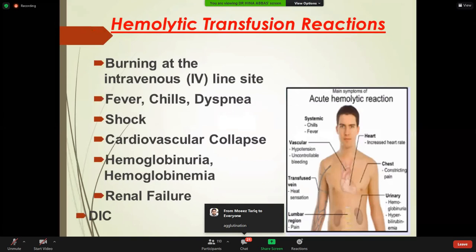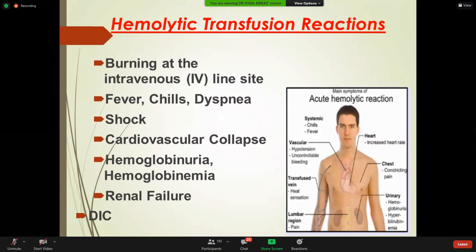In hemolytic transfusion reaction, of course, the IgM antibodies, the anti-A and anti-B, are reacting with the A and B antigens on the red blood cell surface. What are the consequences of antigen antibody reaction? They will lyse the red blood cell. That's why it is called hemolytic transfusion reaction, in which there is hemolysis. So imagine the RBCs are lysed, what would happen? Hemoglobin would be released into the circulation, and the consequences you know, like in hemolytic anemia. We have gone through the topic of hemolytic anemia.